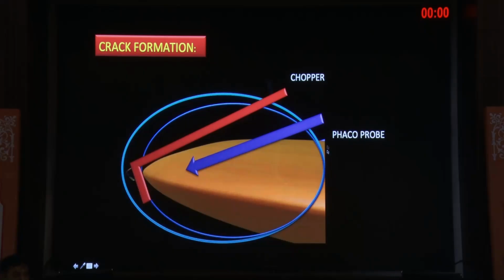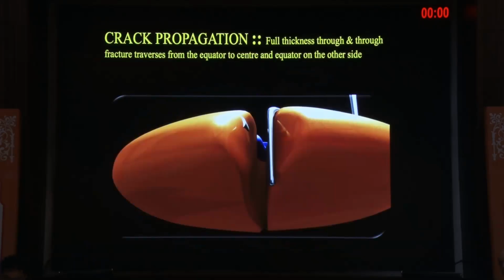The hooking has to be complete. You have to hook completely, so that your posterior plate is included in your hook, and then only you'll get the complete crack of the nucleus. This is how you get the crack.